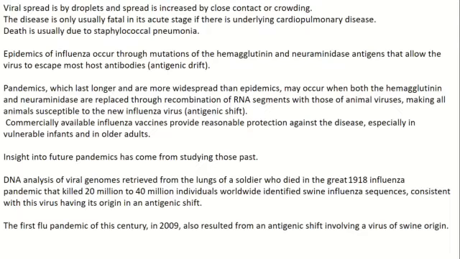DNA analysis of viral genomes retrieved from the lungs of soldiers who died in the Great 1918 influenza pandemic, which killed 20 million to 40 million individuals worldwide, identified swine influenza sequences consistent with this virus having its origin in an antigenic shift. The first flu pandemic of the century, in 2009, also resulted from an antigenic shift involving a virus of swine origin.